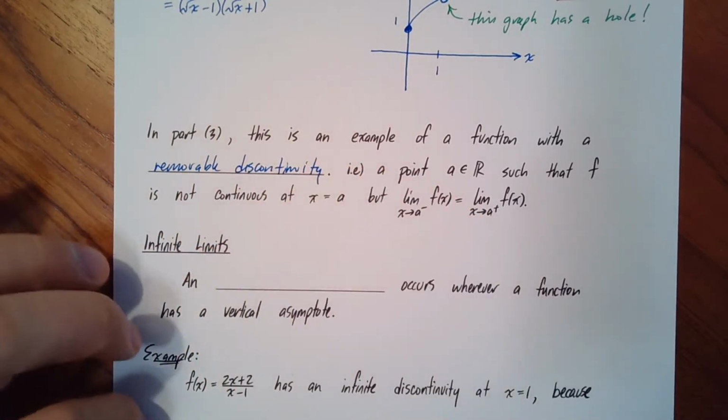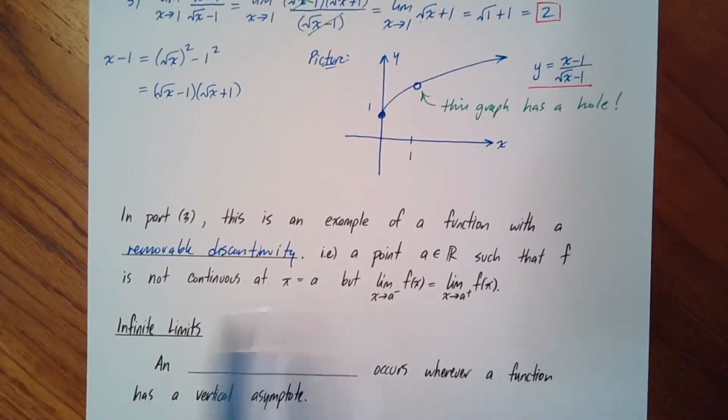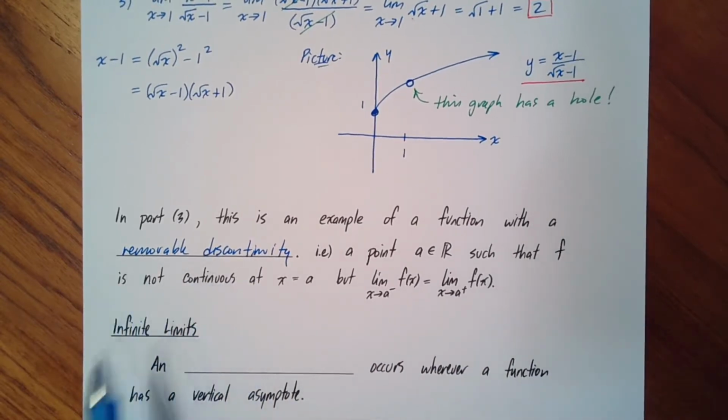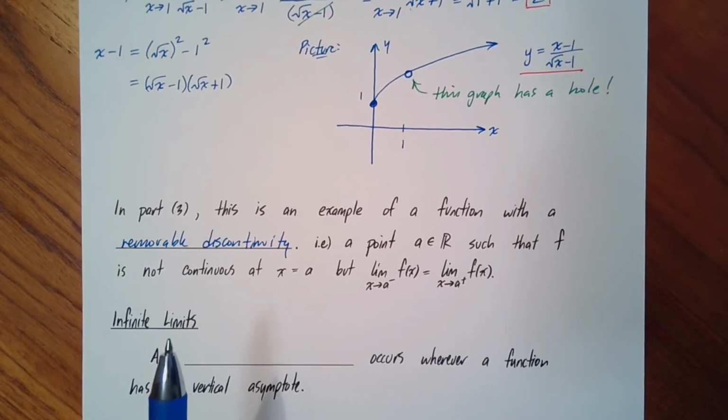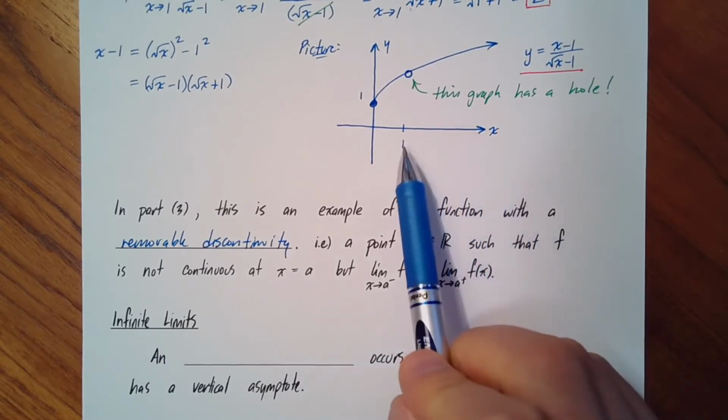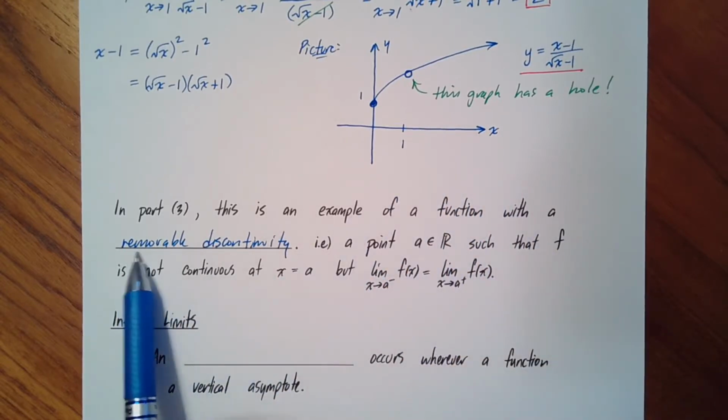Now, this is actually a phrase that gets misunderstood sometimes, so let me clarify. When we call it a removable discontinuity, it makes it sound really harmless, right? It makes it sound like we almost don't even need to be worried about it and we can pretend that it's not a problem, but it is a problem. This function is not continuous at x equals 1, so why do we call it removable discontinuity? Think about it this way.